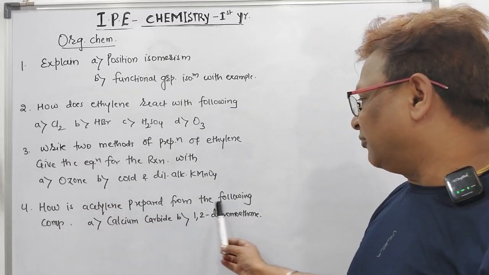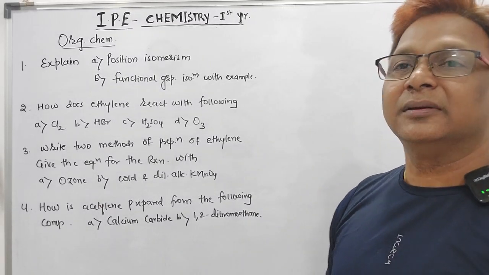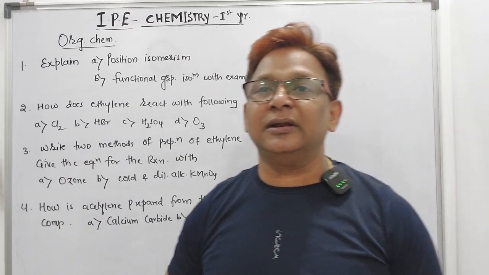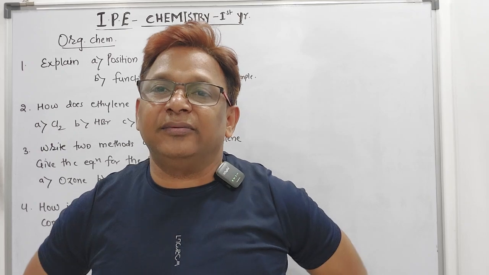How is acetylene prepared from the following compounds: calcium carbide and 1,2-dibromoethane? So these are the few important questions I did here. Now the remaining LAQ part I will give in another video, right?